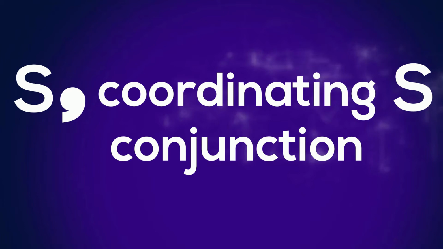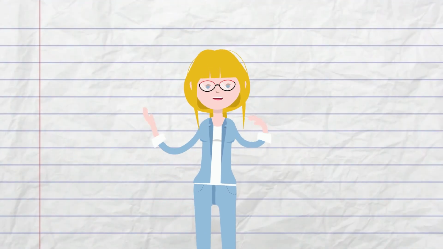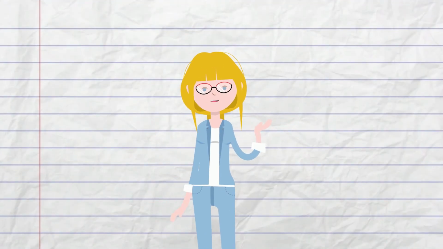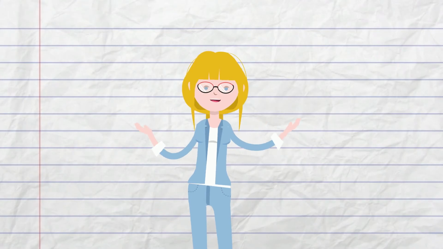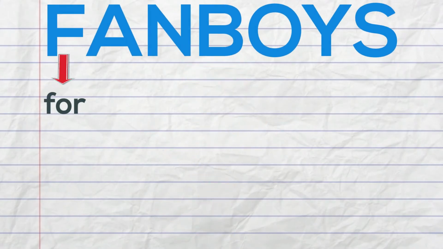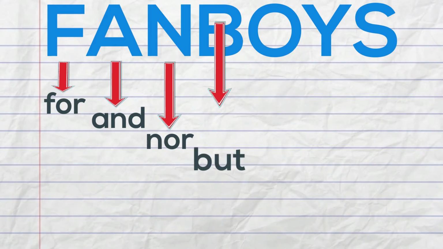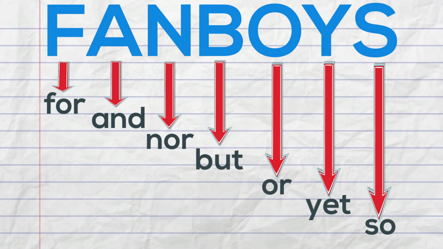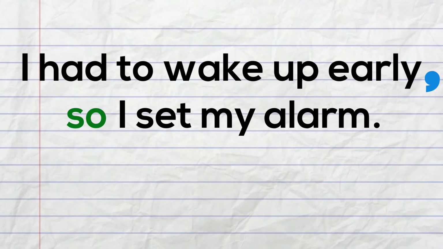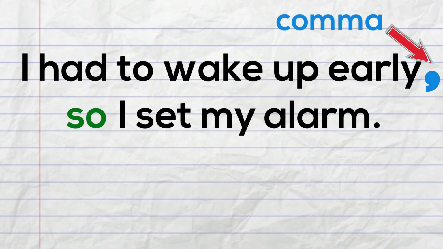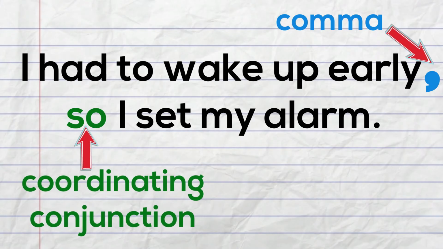coordinating conjunction. Now, I'm sure you've heard of this before, but let's review what a coordinating conjunction is. Just remember FANBOYS: for, and, nor, but, or, yet, so. And remember, the coordinating conjunction will be after the comma, never before. So, if you apply this formula to the independent clauses, you will get, "I had to wake up early, so I set my alarm."